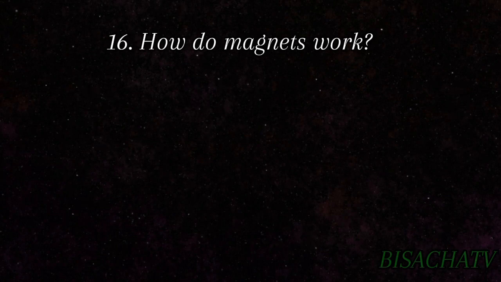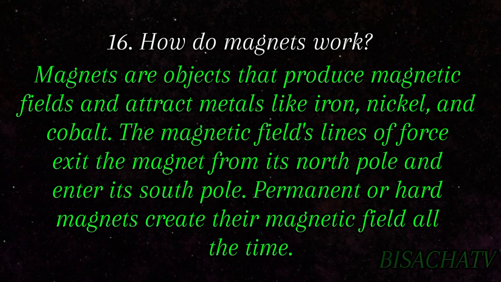16. How do magnets work? Magnets are objects that produce magnetic fields and attract metals like iron, nickel, and cobalt. The magnetic field's lines of force exit the magnet from its north pole and enter its south pole. Permanent or hard magnets create their own magnetic field all the time.